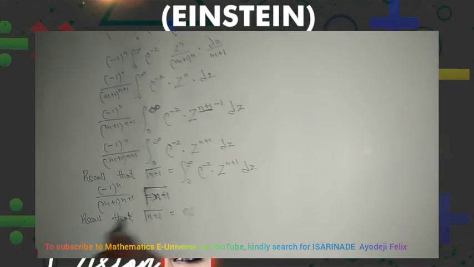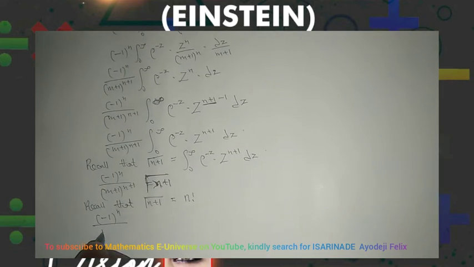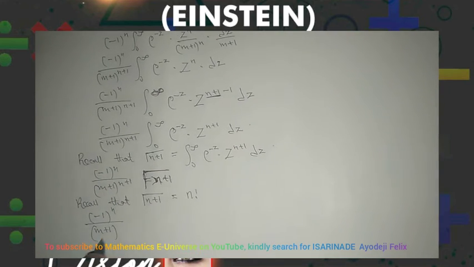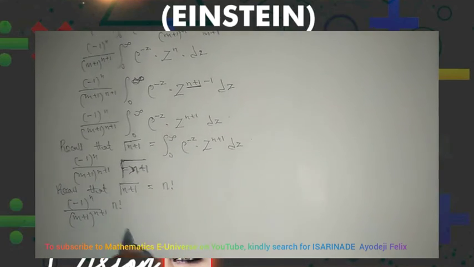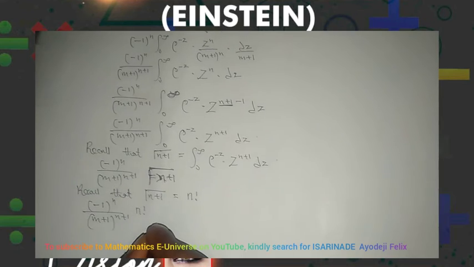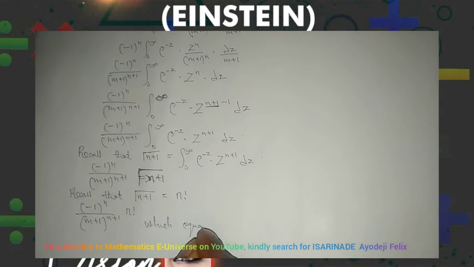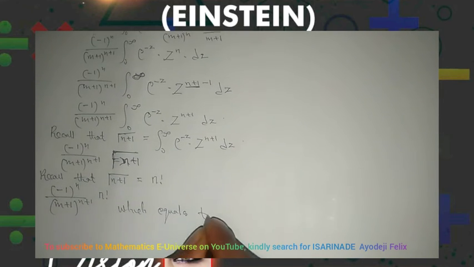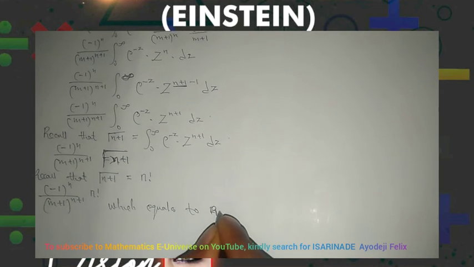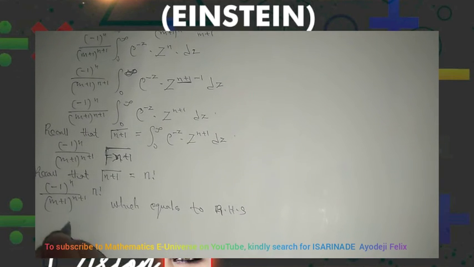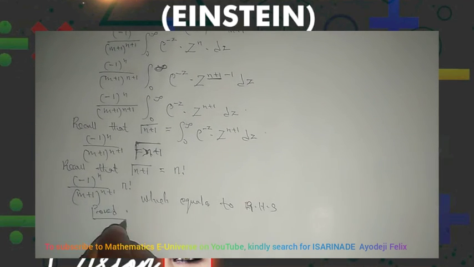So if that is the case, automatically we have minus 1 raised to power n over m plus 1 raised to power n plus 1, n factorial, which equals the RHS, our right hand side. Proved. Thank you.